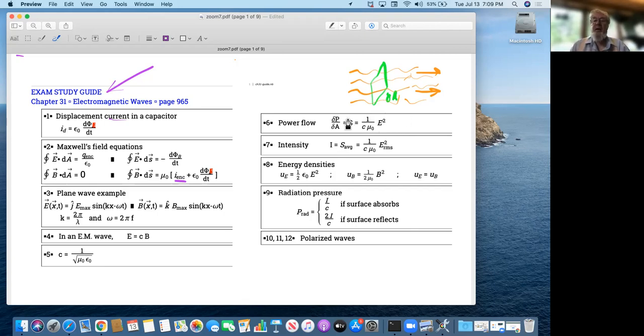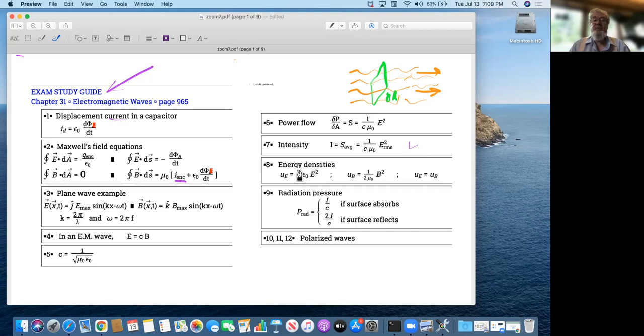The average value of the power flow will be 1/2 E squared divided by c mu 0. And 1/2 E squared is the root mean square value of E. So this is the equation which is given in the study guide, and you might have to use that equation for one of the homework problems. There's a discussion of the energy densities.